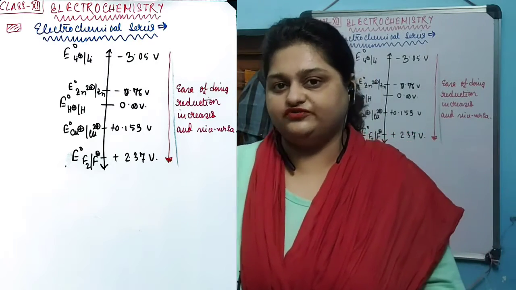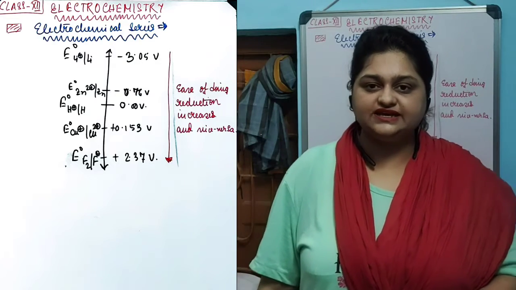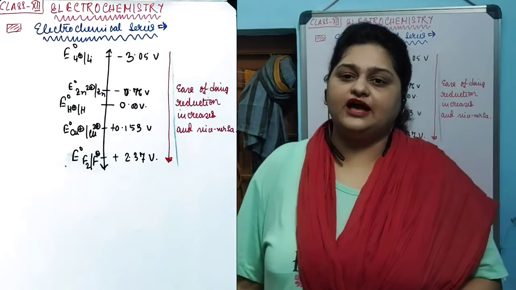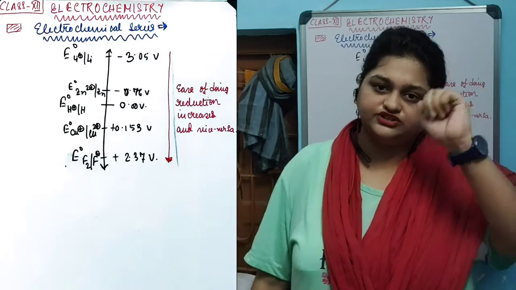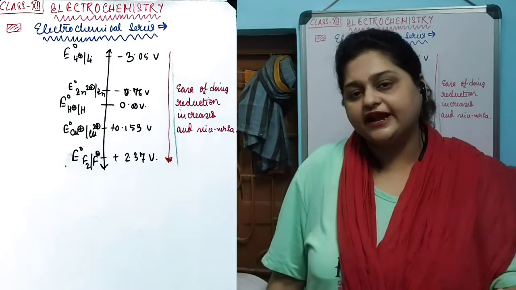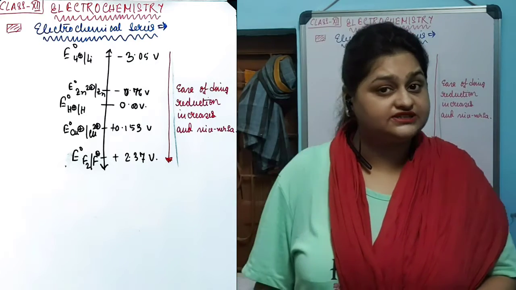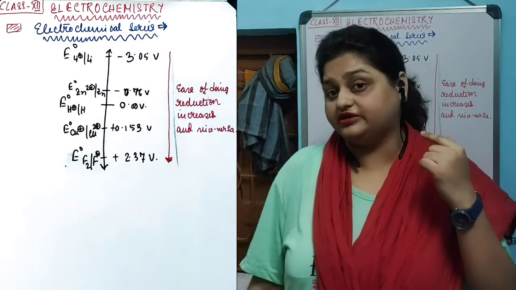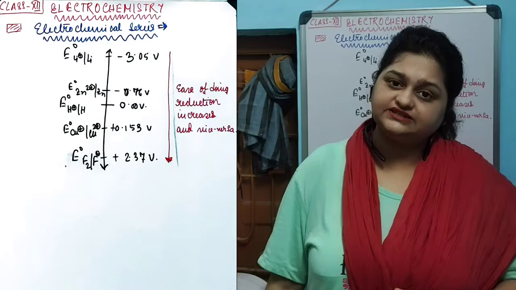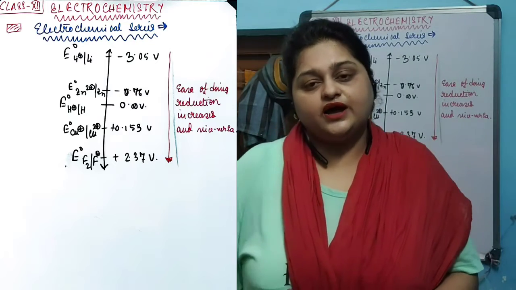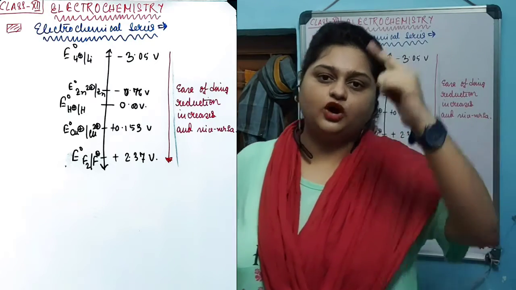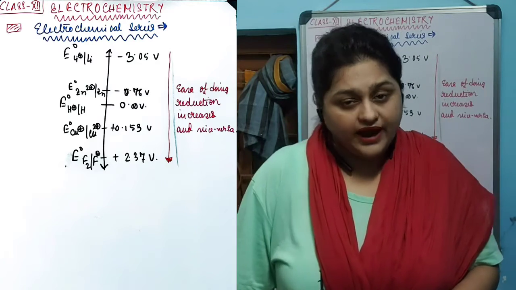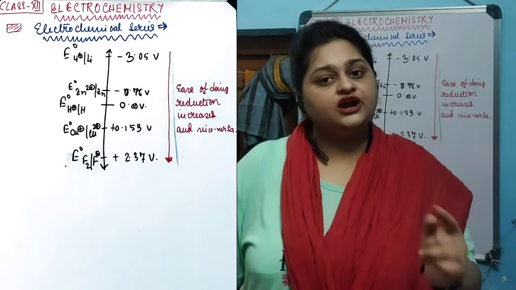Moving down from the 0 value, the positive value increases, increasing the ease of doing reduction. Going above the 0 value towards the top of the series, the negative values of the reduction potential increase, implying that the ease of doing reduction decreases and the ease of doing oxidation increases up the series. That's why, moving in this series from top to bottom, the ease of doing reduction increases, whereas the ease of doing oxidation decreases.